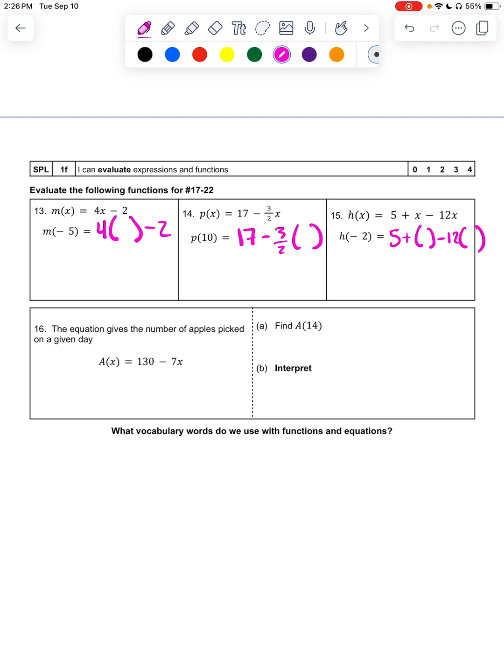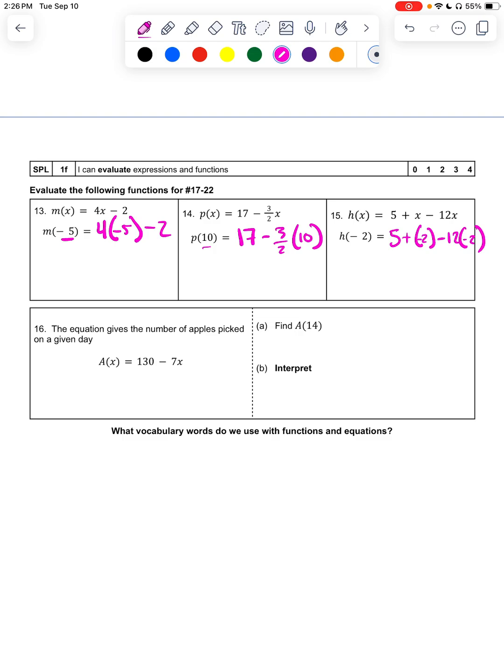Each one of these functions has a different input they're asking us about. In the first one, it's negative 5, so I'm going to put in negative 5. In the second one, the input is 10, so I'm going to put in 10. The third one, the input is negative 2, so every space I'm going to put negative 2.